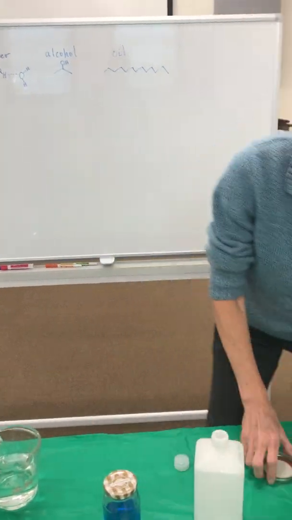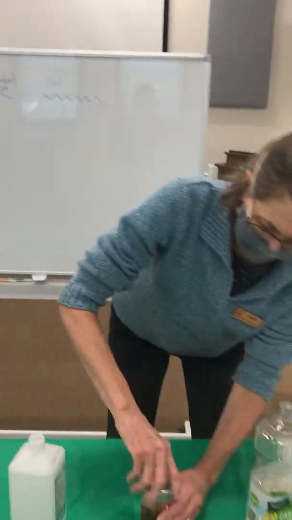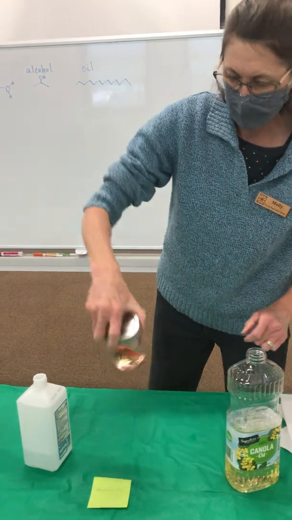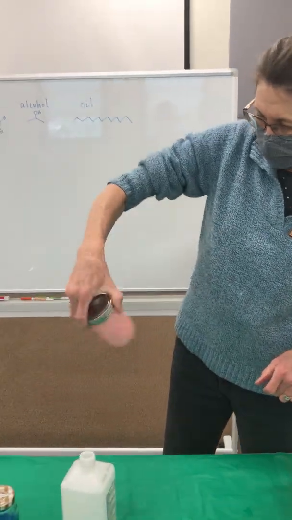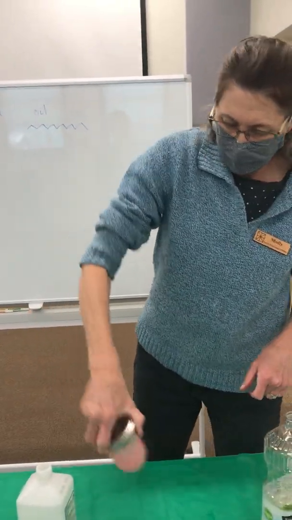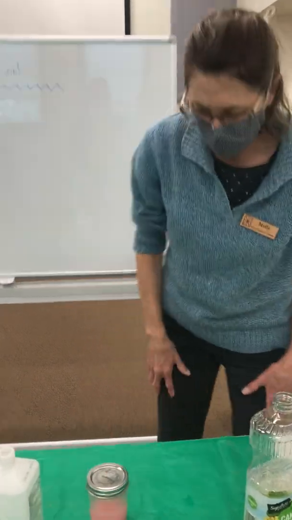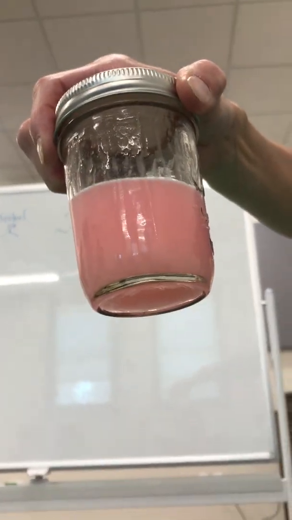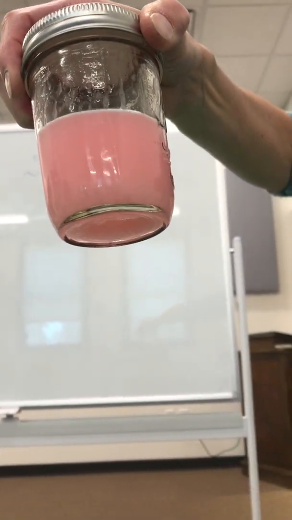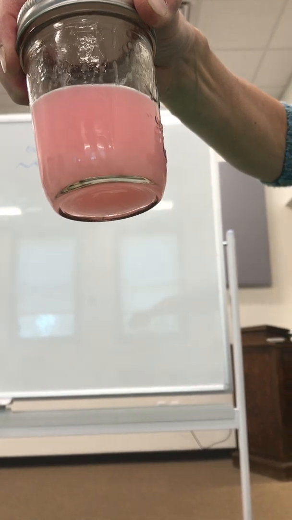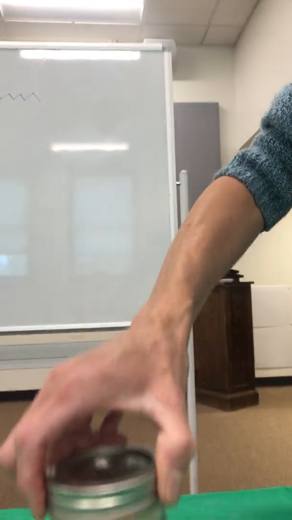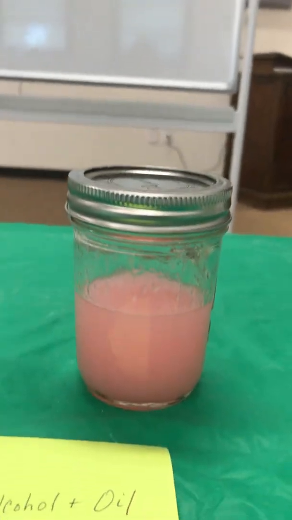So then the only one to look at here is alcohol and oil, and these two, I'm going to shake up and then let it sit, and you can see that it's staying mixed a lot longer than the oil and water did. And it's kind of milky, so it's not a true solution. It's more of what they call an emulsion.